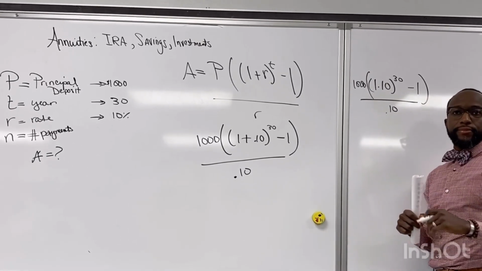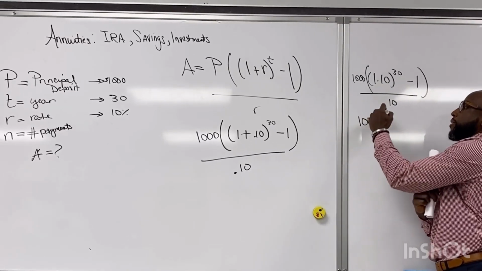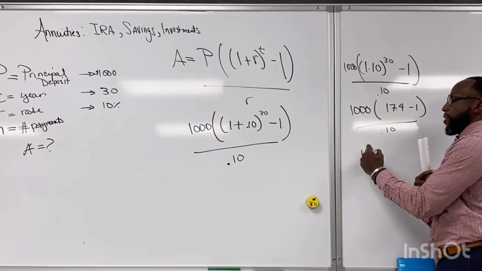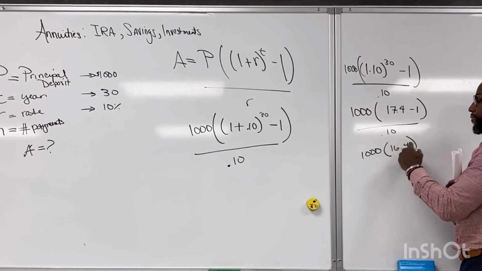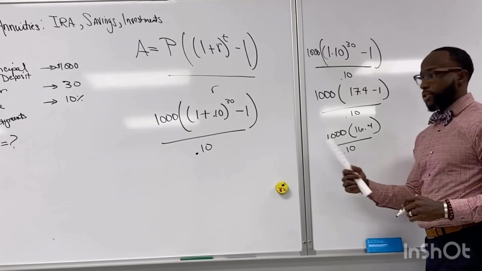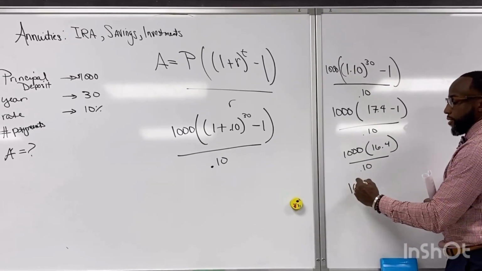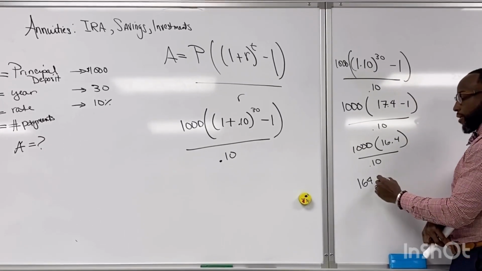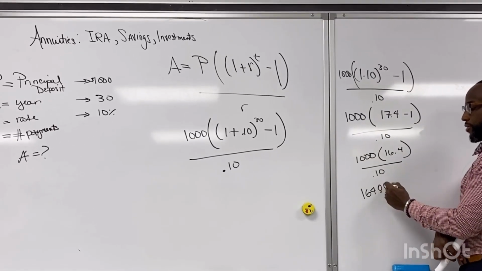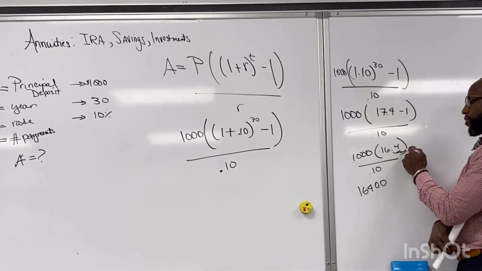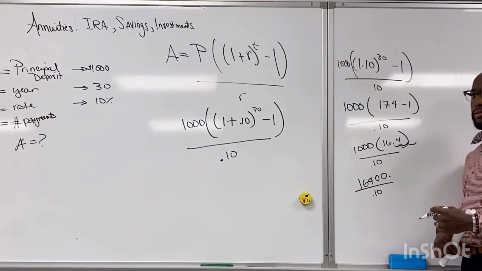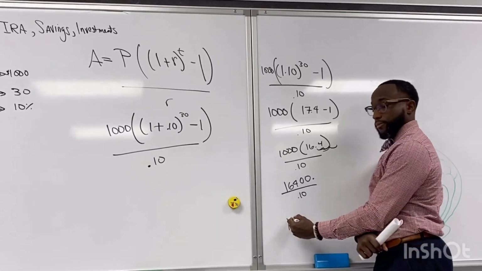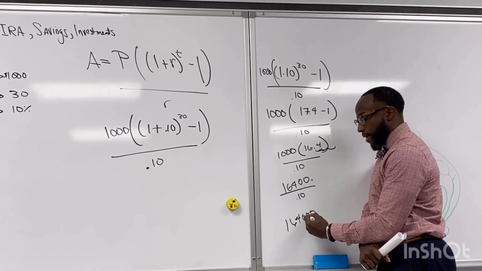So what is 1.1 to the 30th power? 17.4. Let's break it down: 1,000 times 17.4 minus 1, over 0.10, gives you 1,000 times 16.4 over 0.1. Multiply 1,000 times 16.4, then divide by 0.10, and you get about $164,000. This is a decimal, so there are more numbers, which we'll talk about in a second.